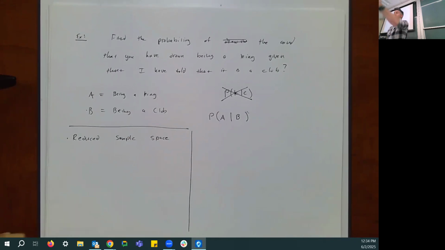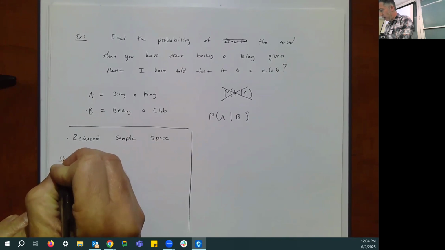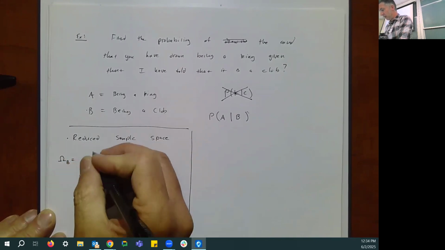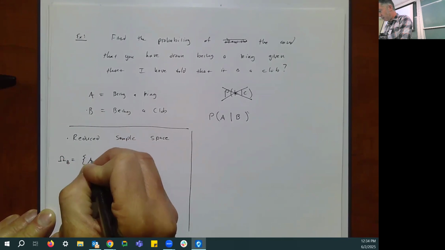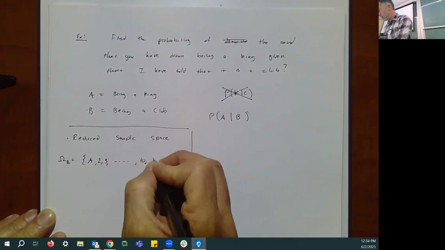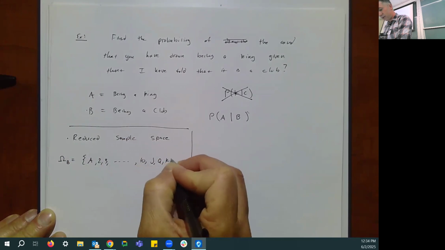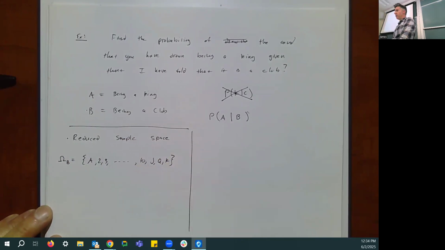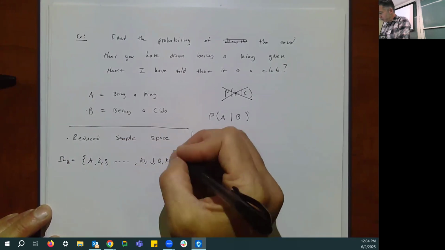All right, so given that our card's a club, our reduced sample space, our omega B, is the set of clubs. It's the ace of clubs, the two of clubs, the three of clubs, all the way to the 10 of clubs, jack of clubs, queen of clubs, king of clubs. I can't draw a club. So these are all clubs.